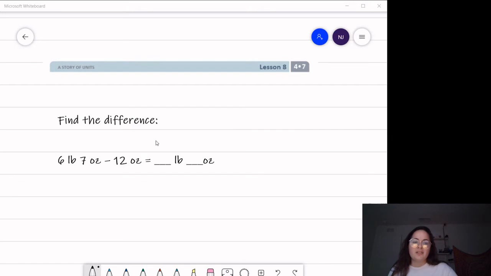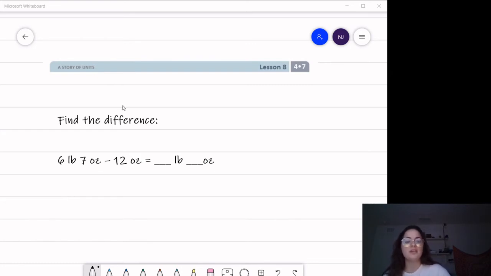Okay, here our directions say find the difference. So remember, difference is the answer to a subtraction problem. So you're going to see strategies that are the same as we did in lesson 7 and lesson 6. So remember, when we are subtracting, we're asking ourselves, are our units the same? And do we have enough to subtract?